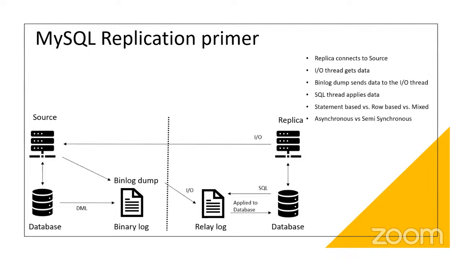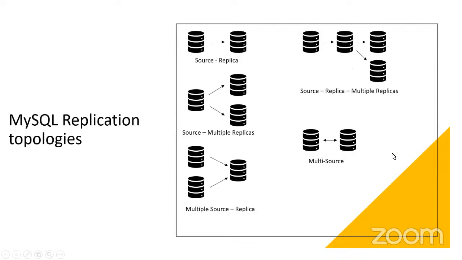You can make use of the replication topology, and also, like the Oracle database, you have asynchronous and semi-synchronous support in MySQL replication. And if you look at the replication topologies, you can have multiple sources, one replica, or one source, one replica, or one source, multiple replicas. So MySQL supports a lot of replication topologies based on customer needs.